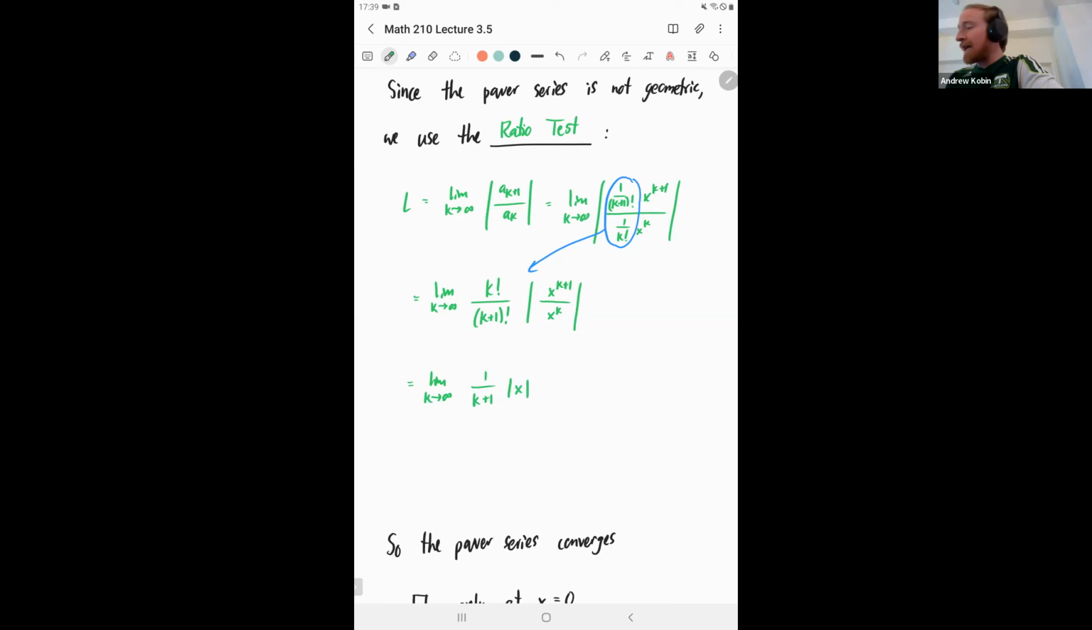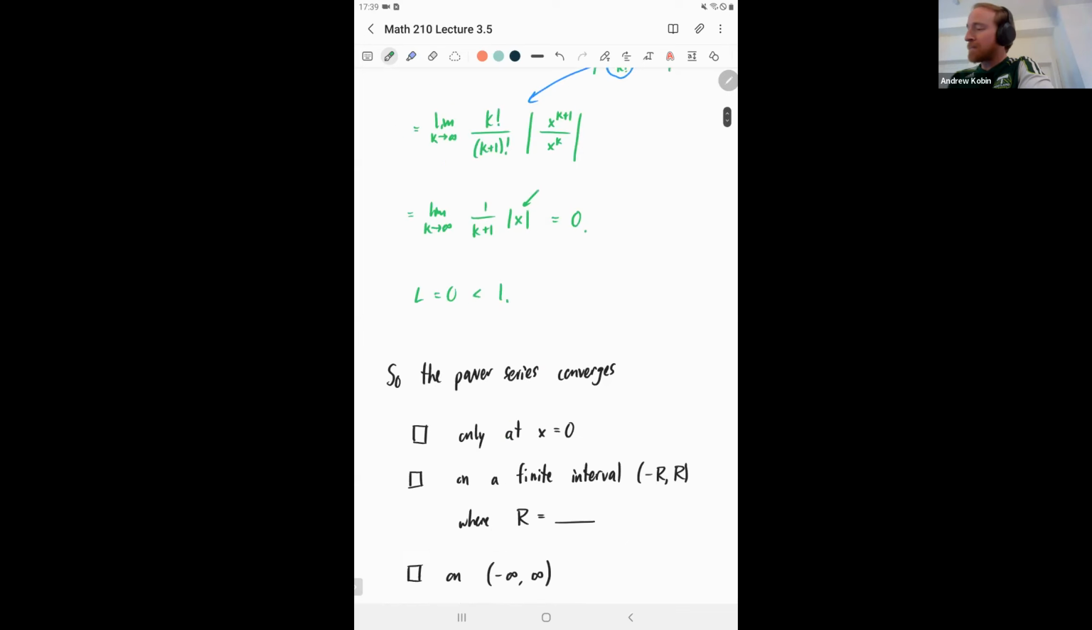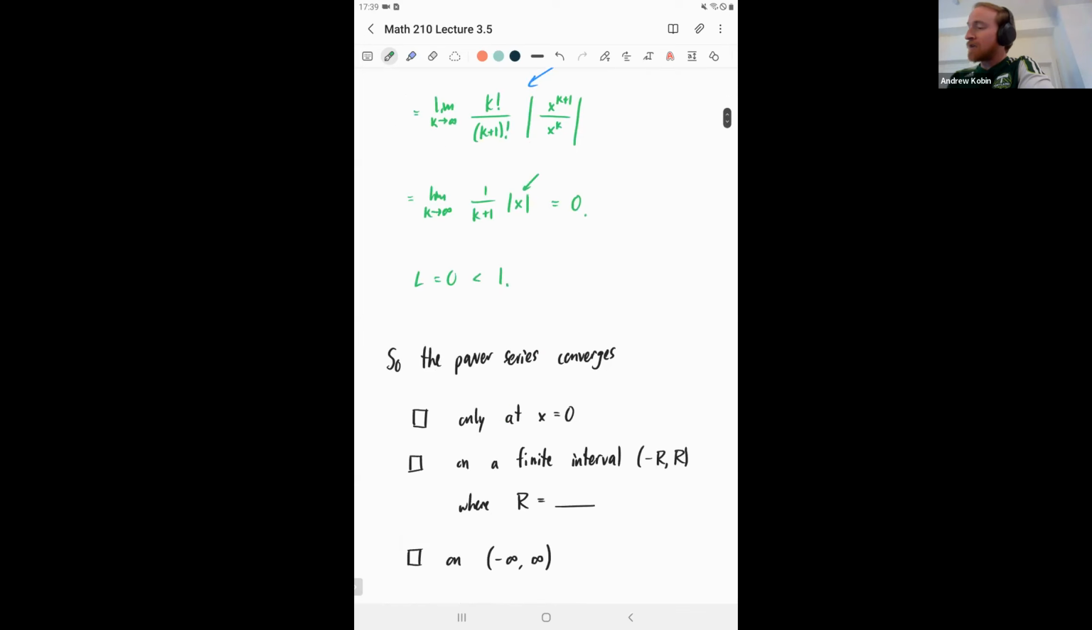Well, here's the miracle. Whatever x value I plug in, I'm going to stick that in and then ask for the limit as k goes to infinity. No matter what real number I plug in here, the denominator is getting larger. So this whole expression goes to 0. So again, this was L, and we see that L is 0, which is less than 1. So take a moment and remind yourself, here are the options for the ratio test, by the way. Does the power series converge or diverge based on that ratio test?